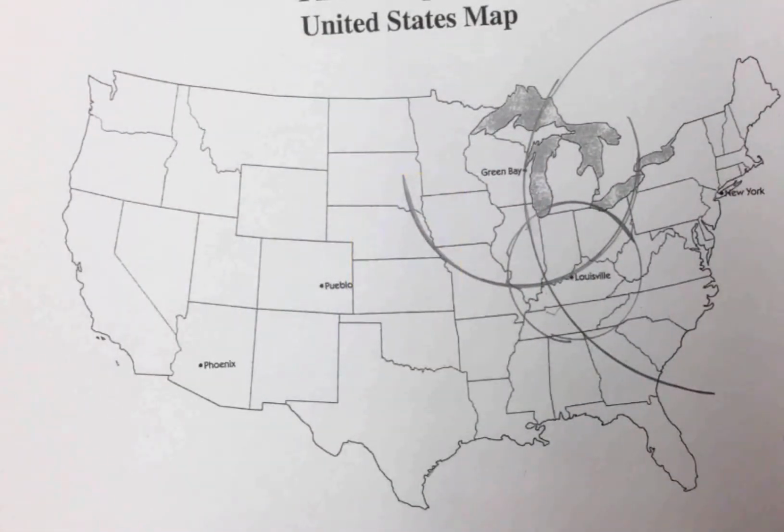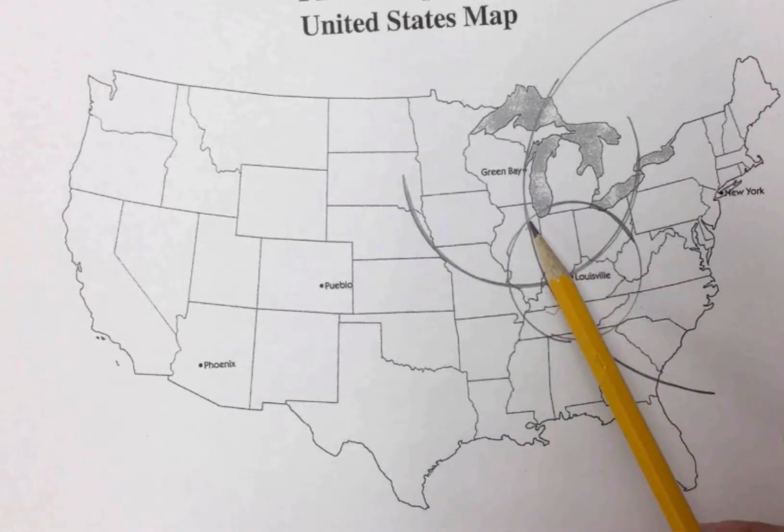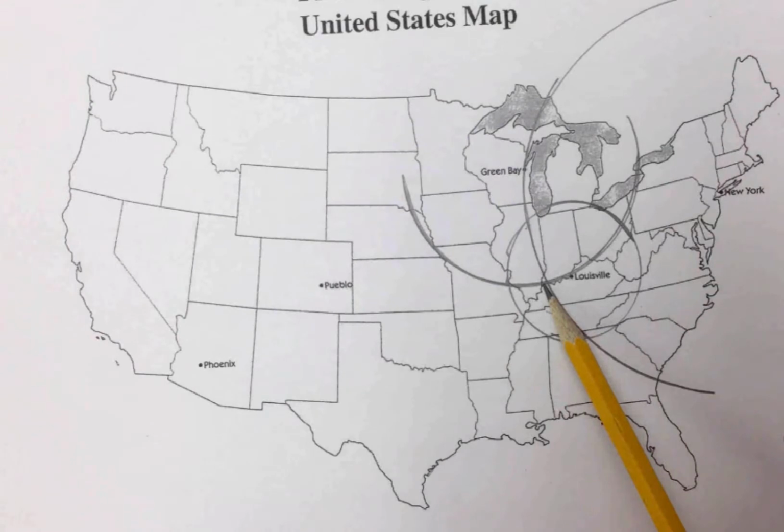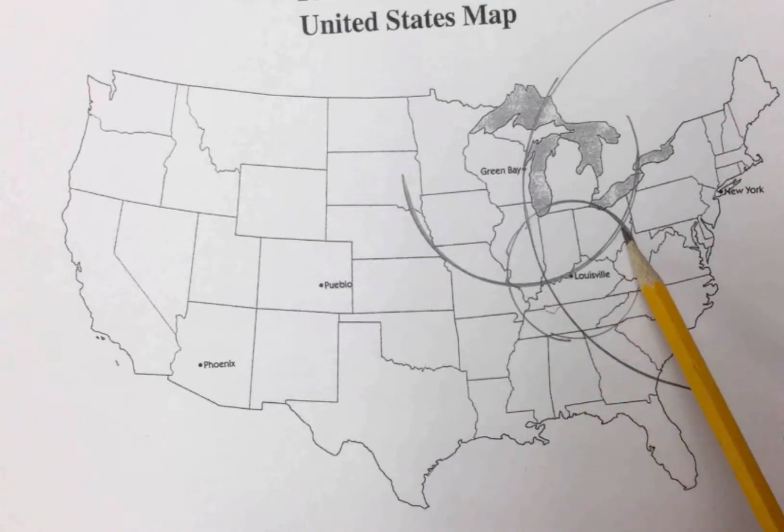Remember, the earthquake is going to be wherever the circles intersect. So the earthquake could have happened here. It could have happened here. It could have happened here, here, or here. So we need another one. We need a third one to cross over. Let's take a look at Pueblo.